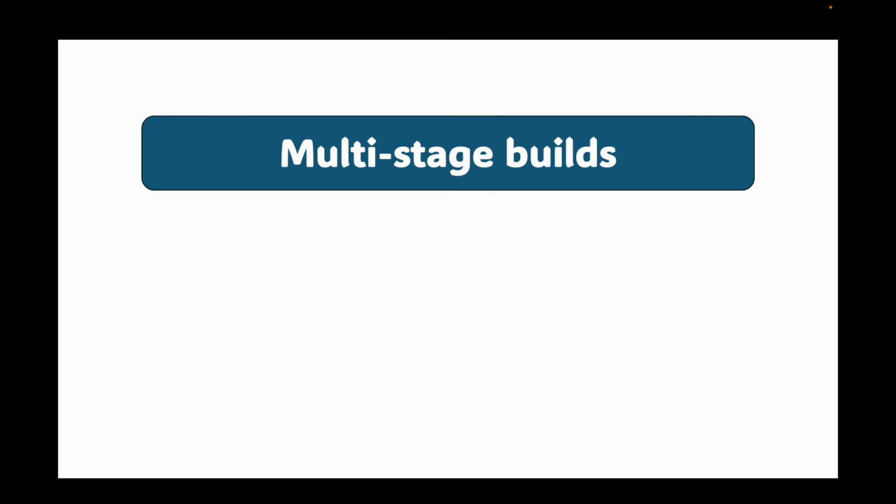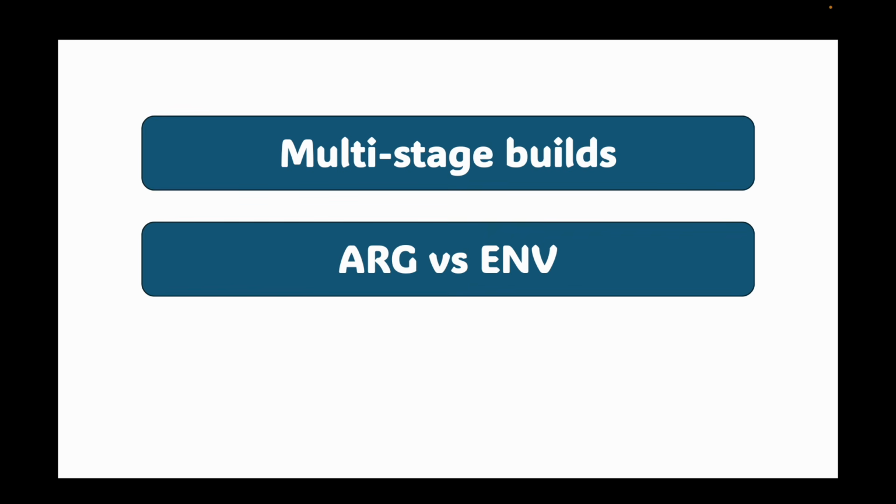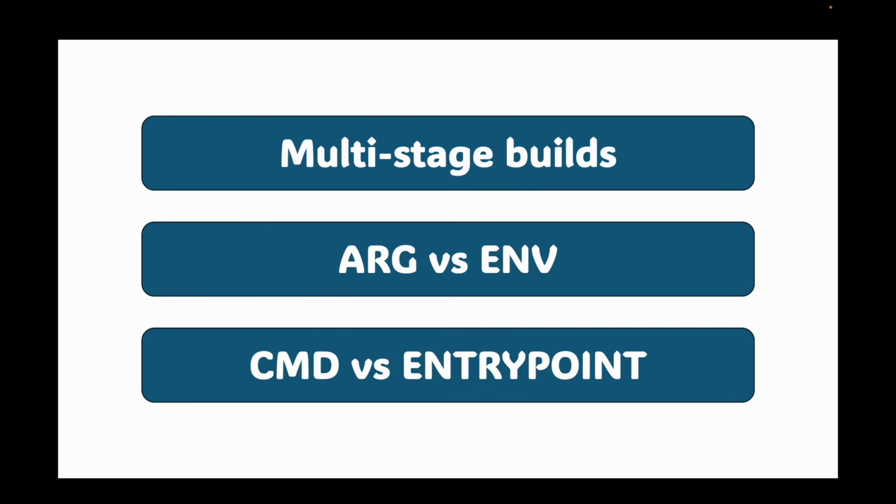Hello and welcome back. In the last session, we looked at some advanced techniques for your Dockerfile. We looked at how we can use multi-stage builds to reduce our Docker image size. We looked at the difference between ARG and ENV, and then we also looked at the difference between CMD and ENTRYPOINT. So far, we have become experts at building optimized, efficient Docker images.